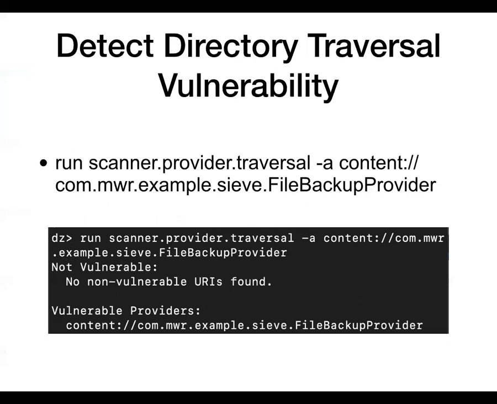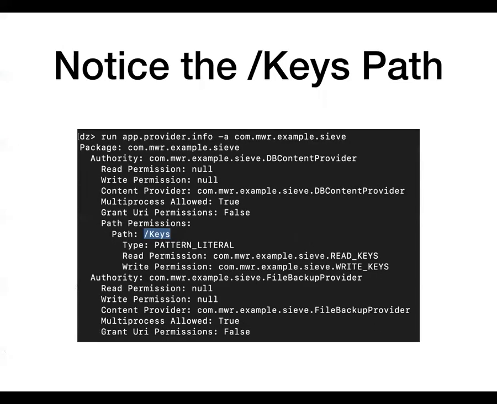All right, and you can detect directory traversal vulnerability with this thing, provider traversal. This will tell you if it's able to do directory traversal by seeing if it can inject like ../, which is the common directory traversal. All right, so here, if you go to look at your provider info, then you'll see the path is keys here. And that keys is limited, read keys and write keys.